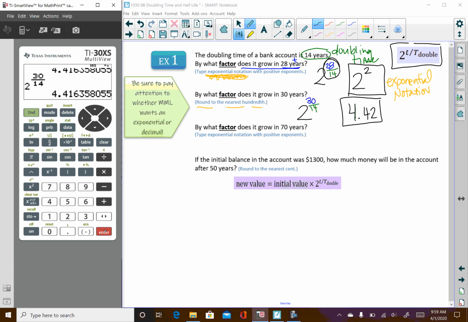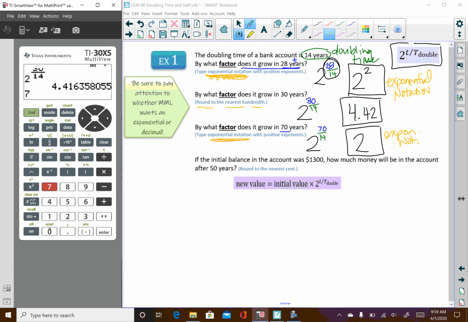Okay, so then by what factor does it grow in 70 years? So again, 2 is our base. In this case, our number of years passing is 70, and we'll divide it by the doubling time, 14. This one does ask for it in exponential notation. So in my calculator, I'm not going to put the base 2. The base 2 is going to be part of my answer in MyMathLab. So I'm only going to ask my calculator to help me simplify that power. So our power is the 5th power, and that would be our answer, 2 to the 5th power.